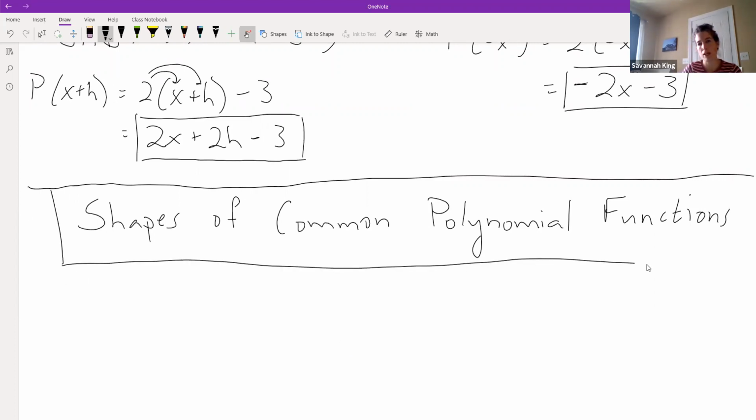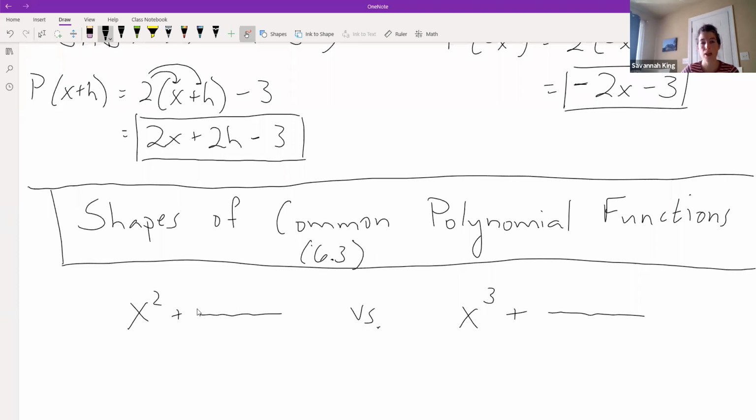In 6.3, what they tell us is basically how to tell the difference between a polynomial function that is like x squared plus a bunch of terms and a polynomial that is x cubed plus a bunch of terms. That's all we're doing. We're comparing, and again, this is in descending order. So x squared needs to be the biggest thing that you've got going on, and x cubed needs to be the biggest thing over here. That's all we're doing, is just telling these two categories of functions apart.